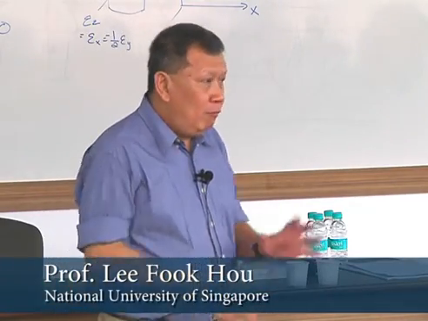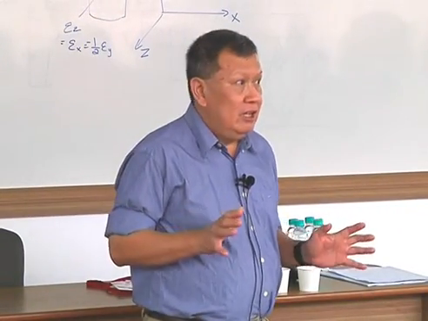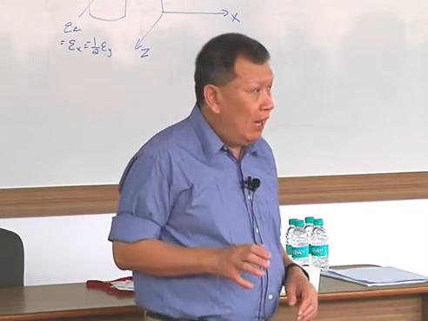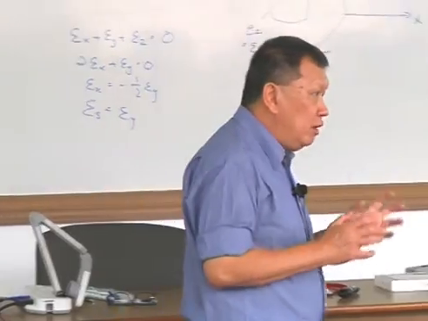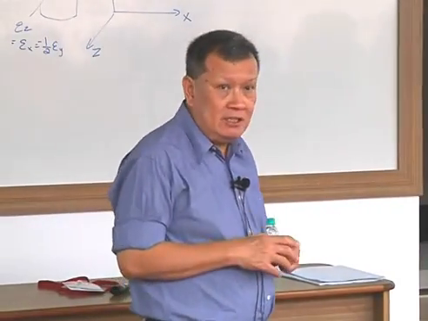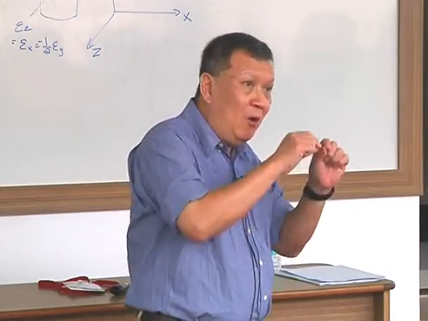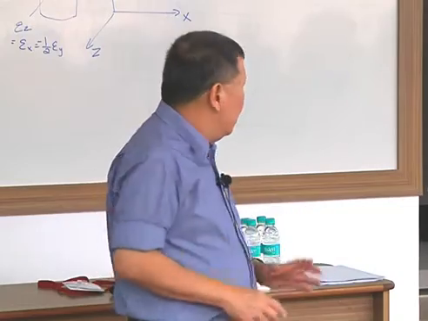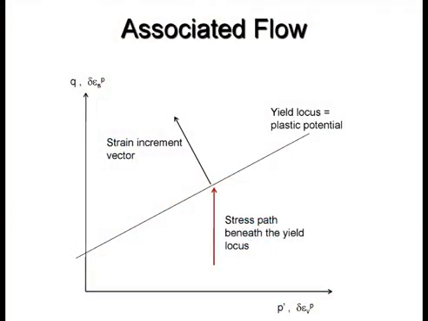Both of these are essentially assumptions only. So if you ask me to prove it, I can't prove it. In fact, it's all assumption. All right, and the idea of associated flow is an assumption, or hypothesis, which says that the plastic potential is completely coincident with the U locus. Completely coincident. So if you take the Mohr-Coulomb model, the U locus is the Mohr-Coulomb failure envelope.